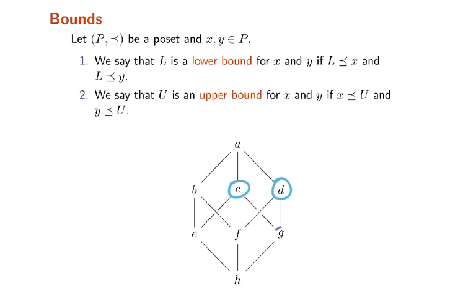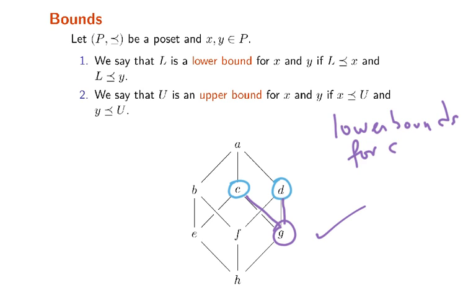What about G? Is G a lower bound for C and D? Well, G is less than C, and it's less than D. Good. So that's the first one that we got. So in the set of lower bounds for C and D, we got one of them. G is the first one. So G is a lower bound. So let's keep checking. Well, there is only one more to check. Let's check with H. Is H a lower bound?